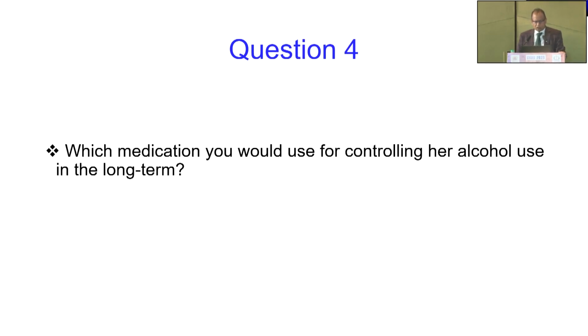So the next question is, which medication would you use for controlling her alcohol use? Because you can put her on beta blockers, you can treat her cirrhosis, you can follow the patient in the liver clinic for cirrhosis management. But I think the downside question is how to prevent alcohol use so they can prevent decompensation and improve her survival.